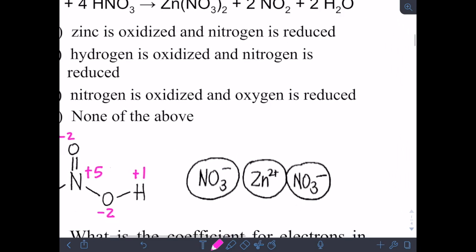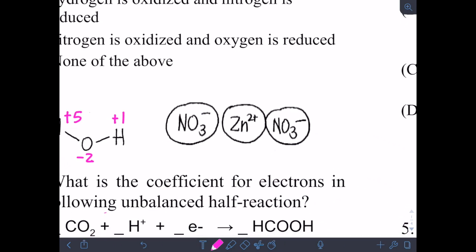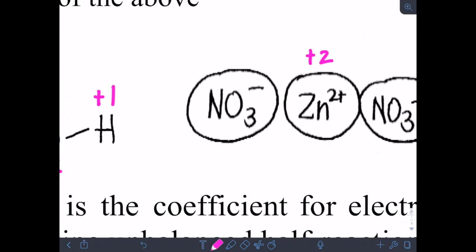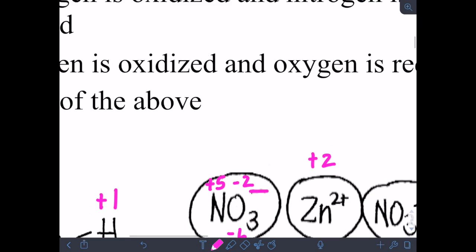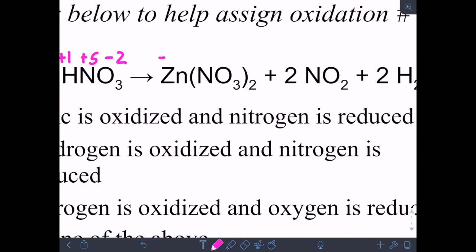Now we do the same thing on the other side. Our zinc here, here's our salt. Zinc is in a 2+ state, so this is going to be +2. Our nitrogen and oxygens we can do separately. So we can do our oxygen. Each oxygen is -2, but we have 3 of them, which is -6 total. And the overall charge must be negative, so that means nitrogen must be +5. So we go back. This is +2, +5, and I'll do the individual, which is -2.